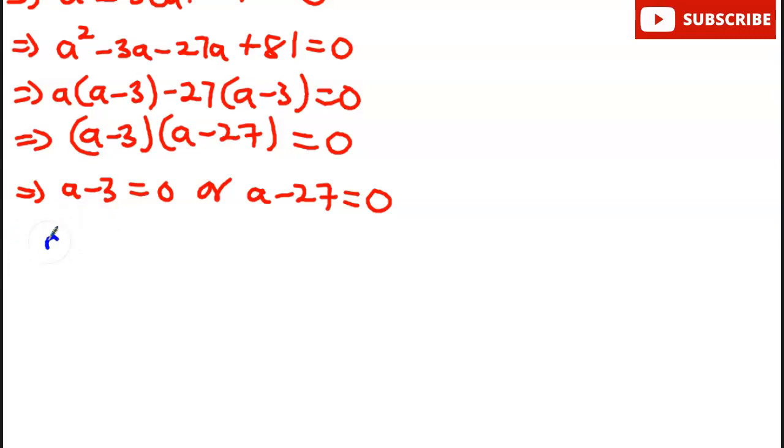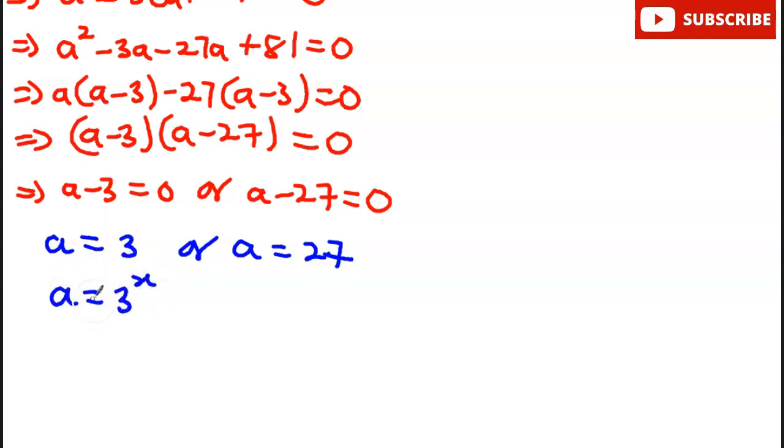From this case, a will be equal to 3 when you send 3 to the right hand side. And this one, a will be equal to 27. Remember, you were not asked to find a, but you were asked to find x. But we said that a should be equal to 3 raised to the power x. We have to bring it back and then find x. So from 1, 3 raised to the power x is equal to 3, and this one is raised to the power 1. Since the bases are the same, we can apply this principle. We know that x is equal to 1.